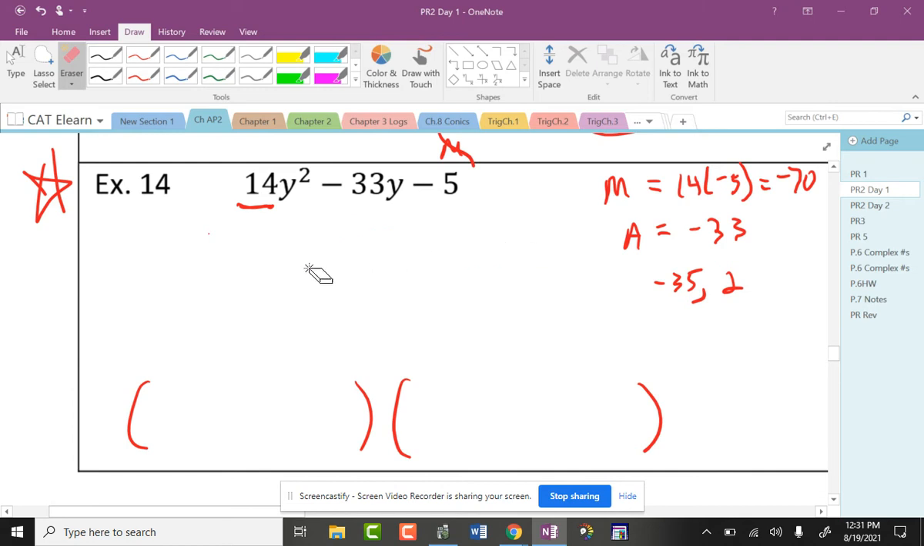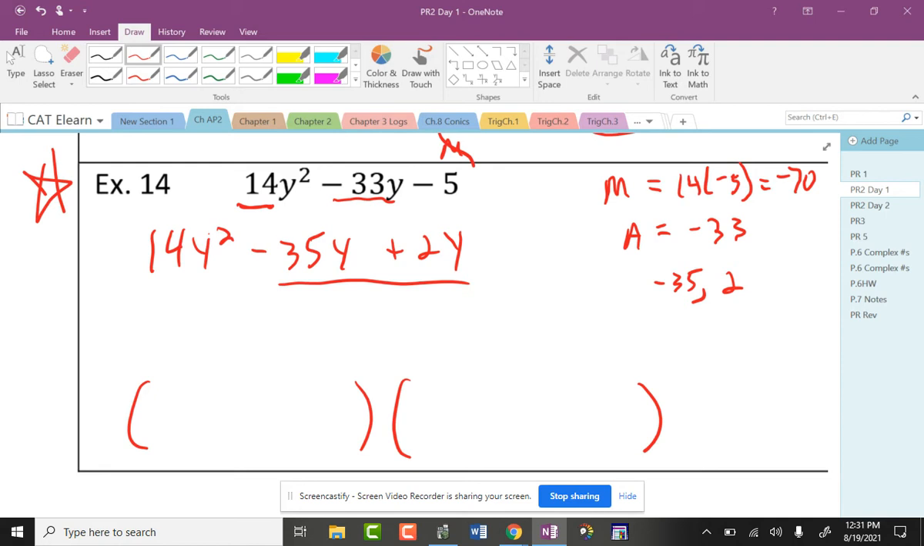Let's get that bad math out of here. Here's what you do. Do you remember this? You take 14y squared and then you split up -33y into those magic numbers. This is equal to -33y. So therefore, we've not changed anything. And then -5. So this is equivalent to the previous step. So we are okay. All right.